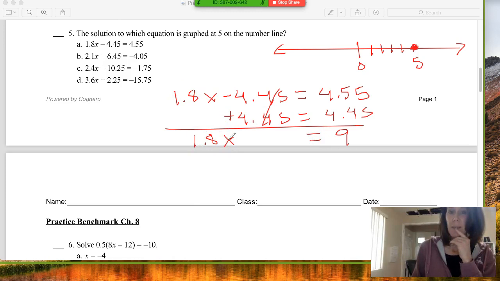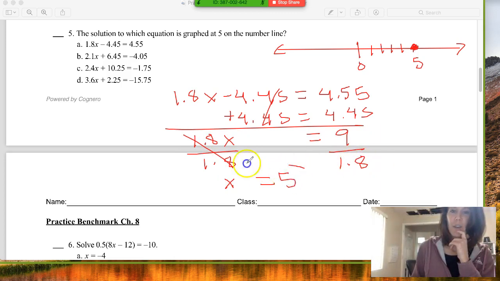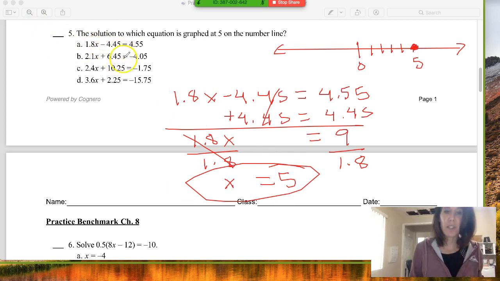1.8x. Now I want x by itself. 1.8 is multiplied by x, so I do the opposite operation, which is divide both sides by 1.8. Bring down x equals 9 divided by 1.8 is 5. We lucked out. It's the first equation. Now, if you're not sure if it's any of these, solve a couple more.